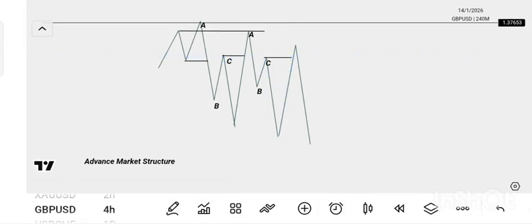And let me tell you something. If a structure does not have liquidity, expect the closest key level to be the liquidity. Are you getting what I'm saying? Expect the closest key level to be the liquidity.